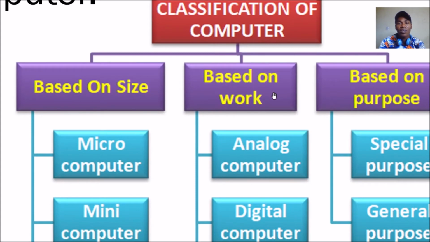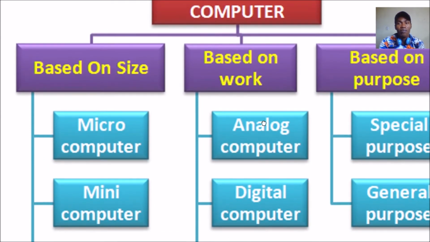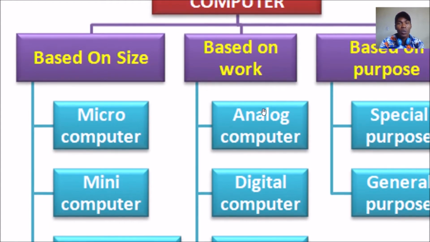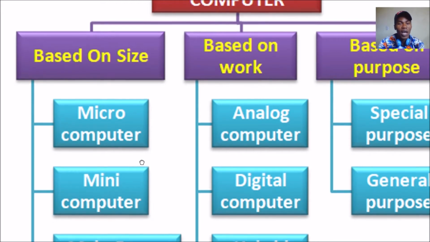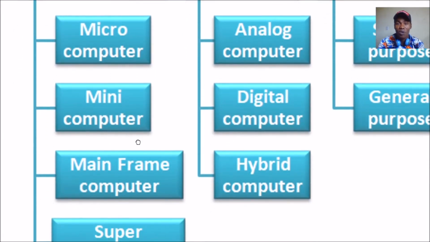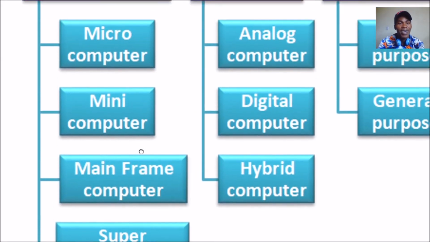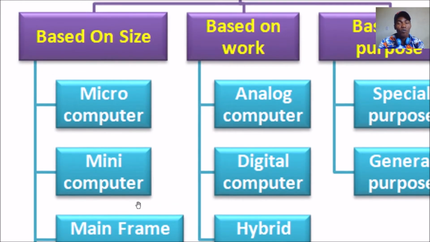beside in front of us. Like I said earlier, computers are classified into three major categories. We have computer based on size, computer based on type, and computer based on purpose. Now let's start with computer based on size. We have the microcomputers, the mini computers, the mainframe computer, and the supercomputer. These are the four types of computers based on their size.